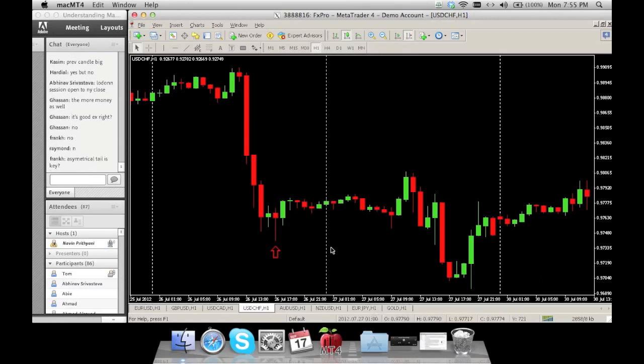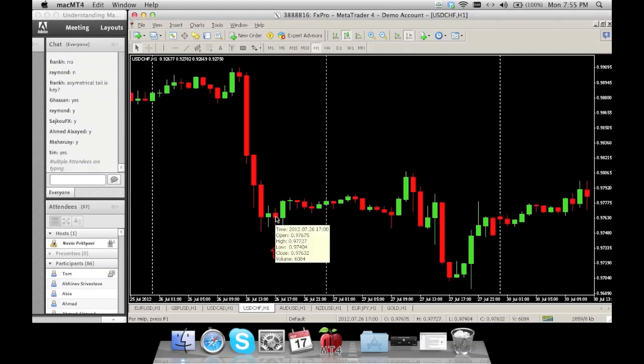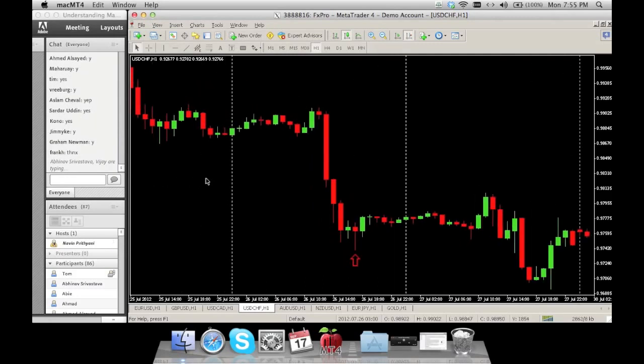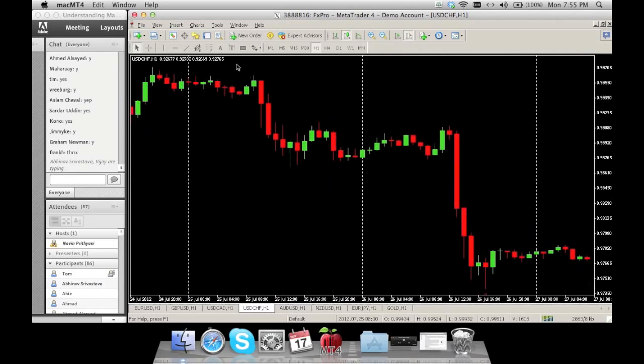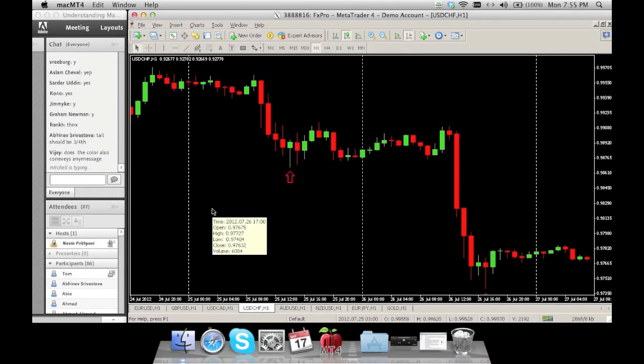Everyone with me so far? Frank says asymmetrical tail is key. Yes, as long as the body is as big as the tail on one side, or bigger than the tail on one side, then you're okay. So far so good. Everyone's with me. Actually, here's a quiz right here. Is this an exhaustion or is this not an exhaustion?